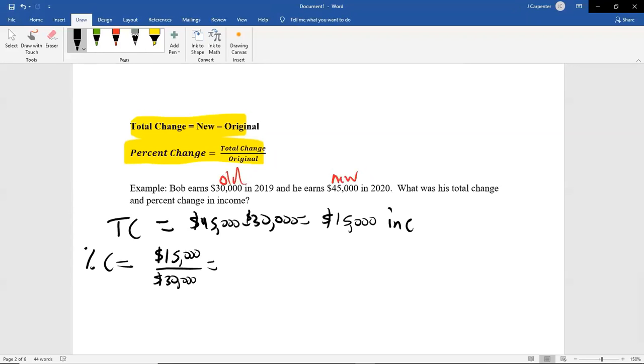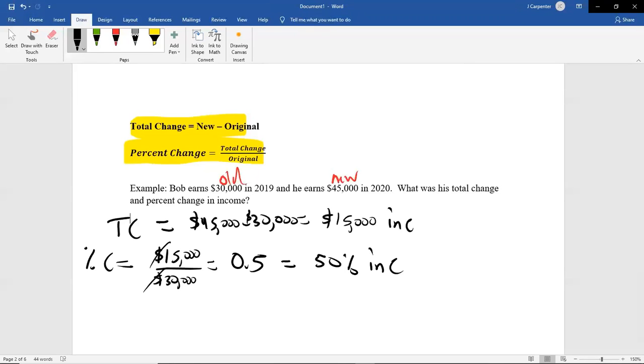When you do that, your dollar symbols will cancel. Your units tend to cancel for percent changes because you're comparing one type of unit to the exact same type of unit. So they should always cancel. 15 over 30 is the same as a half, which is the same as 0.5. So that would be 50%. And because the total change was an increase, this was also an increase. So we can say that Bob earned $15,000 more in 2020, and that was a 50% increase over his income from the previous year. That's the quantitative reasoning student's answer.